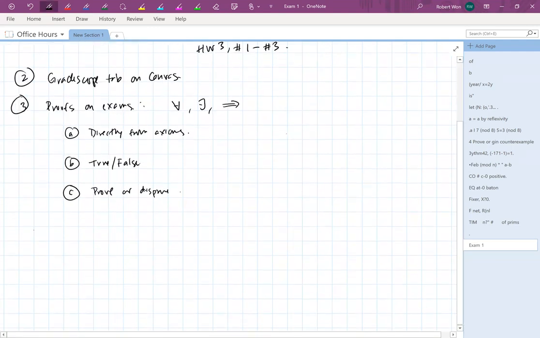Okay, so let's prove the following theorem. Let's say I ask you to prove the product of two odd integers is odd.